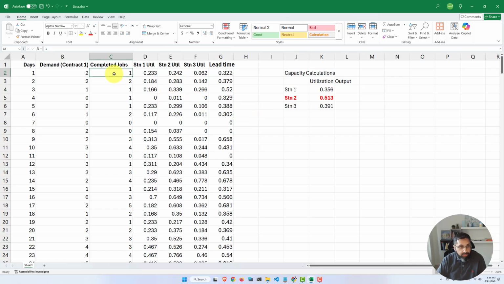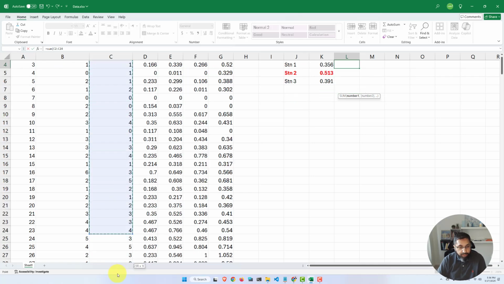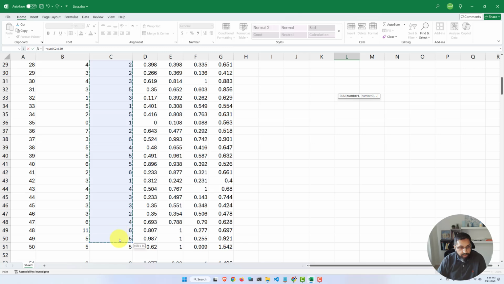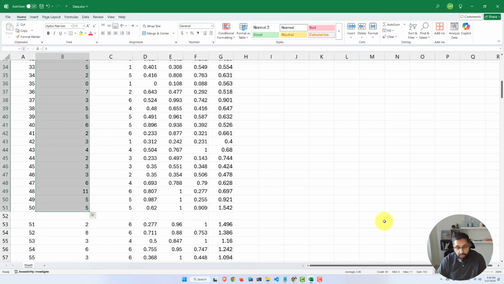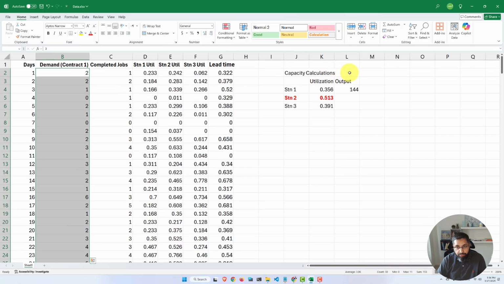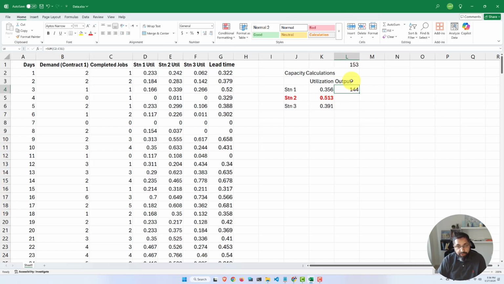Now the output, we have completed jobs. So you can just sum up the completed job over the first 50 days to see how many jobs were produced. And that's 144. And if you sum up the demand over the first 50 days, you can see that the demand was 153. So 153 total was the demand, 144 was the output. So the difference between the two is what's in the queues. So 153 minus 144, 9 pieces are still queued up. They're probably going to be a queue before station 2, and so on. So station 3 output is definitely 144.